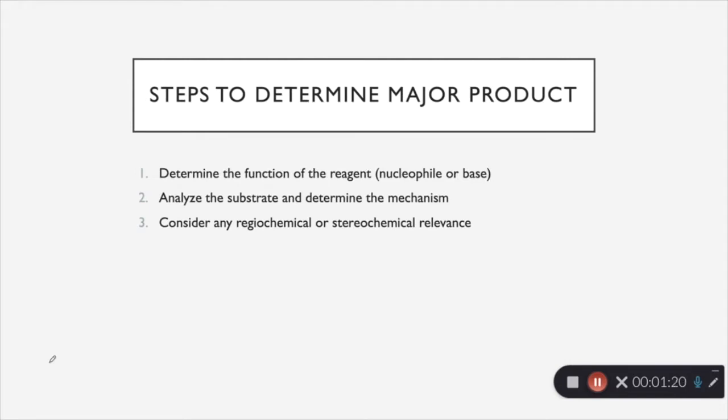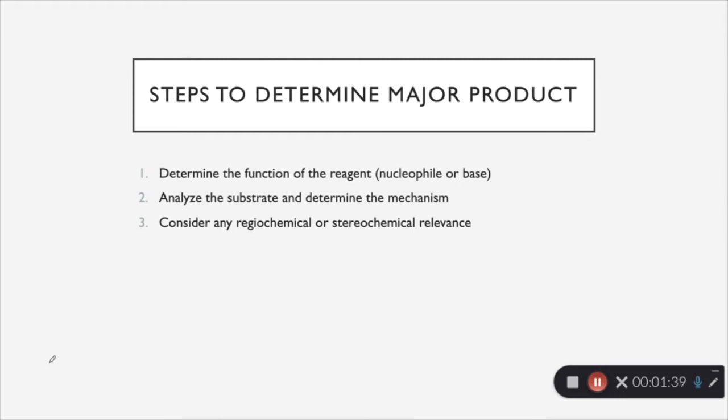There are 3 steps to determine the major product. Number 1 is to determine the function of the reagent, whether it's a nucleophile or a base. The second step is to analyze the substrate and determine the mechanism. And once you've determined the mechanism, then you can consider any regiochemical or stereochemical relevance.